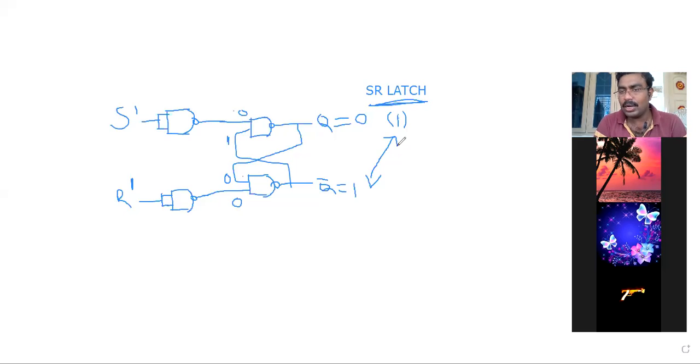So we cannot determine whether the given SR-Latch is under no change condition, or under set state, or under reset state. We cannot determine in which state that latch is available or stored. So we call this state the indeterminate state. Indeterminate state we call it, guys.